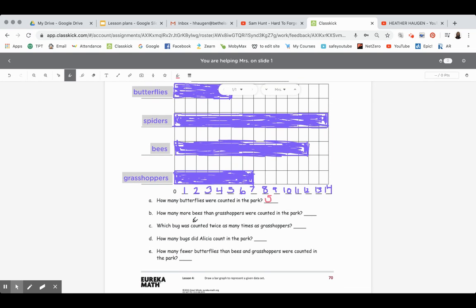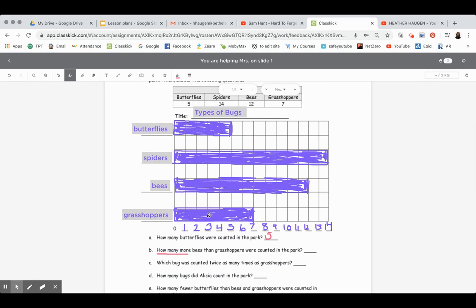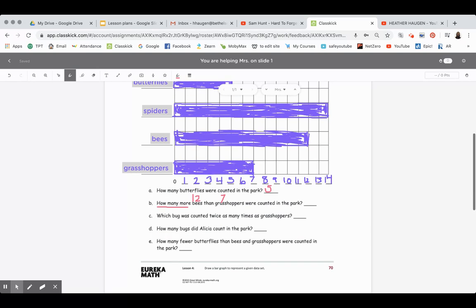Letter B, on the other hand, says, how many more, we know those words, how many more bees than grasshoppers were counted in the park? Well, when I look at my data table, I can see that I had 12 bees and 7 grasshoppers. And I know that when the question says how many more, they want me to subtract. So I have to start with my bigger number, and I can simply do 12, take away 7, and the answer is 5. There are 5 more bees than grasshoppers that were counted in the park.